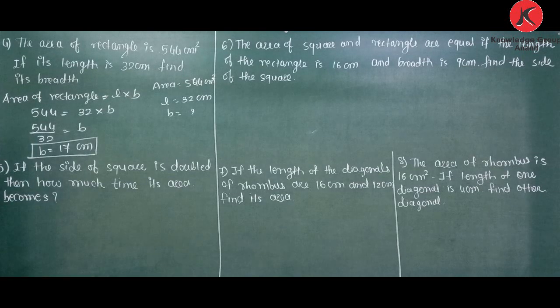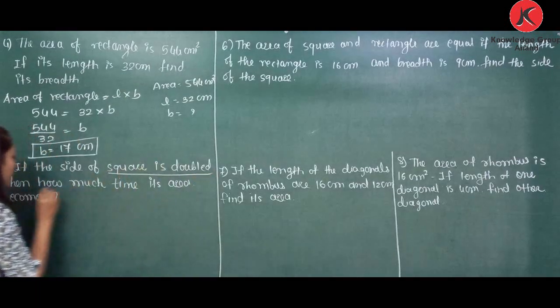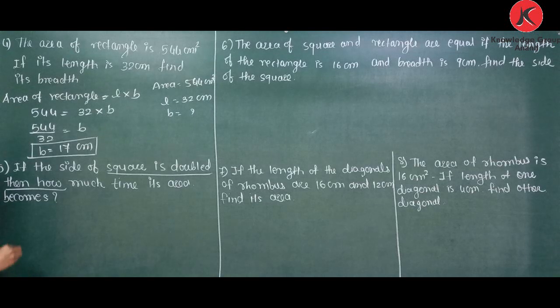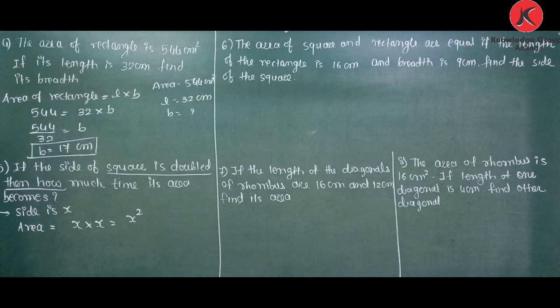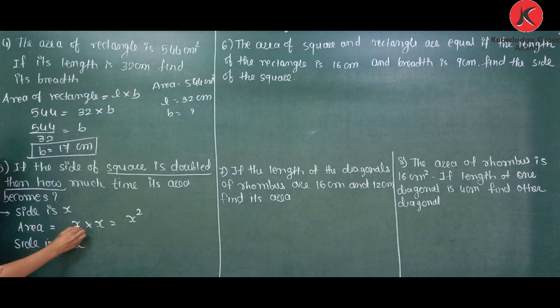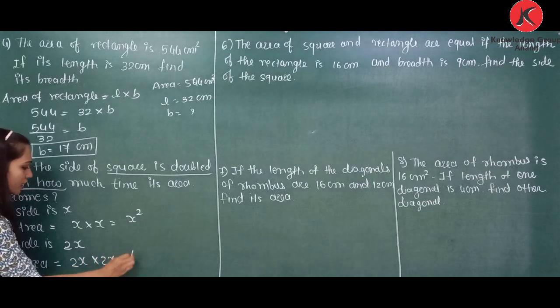Next, if the side of a square is doubled, then how many times does its area become? Side of a square is double. So when the side is x, area will be x multiply x, side multiply side. So it is x square. When side is 2x, when it is double, area will be 2x multiply 2x, so that is 4x square.